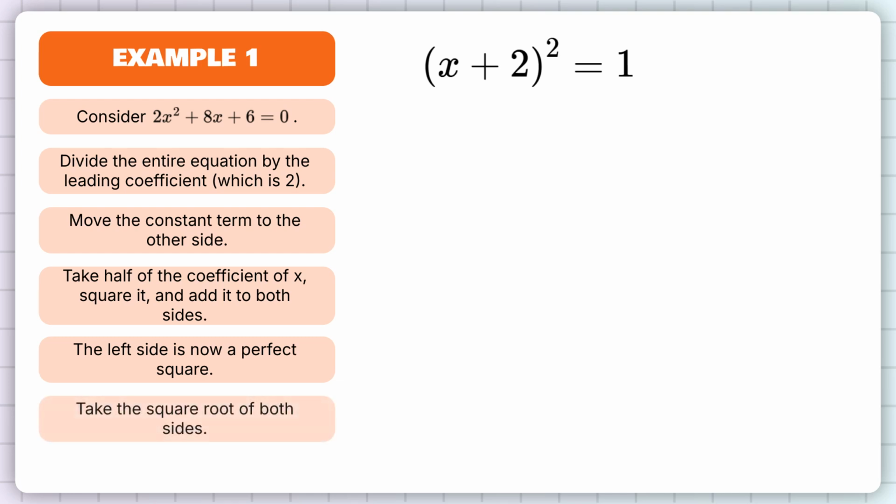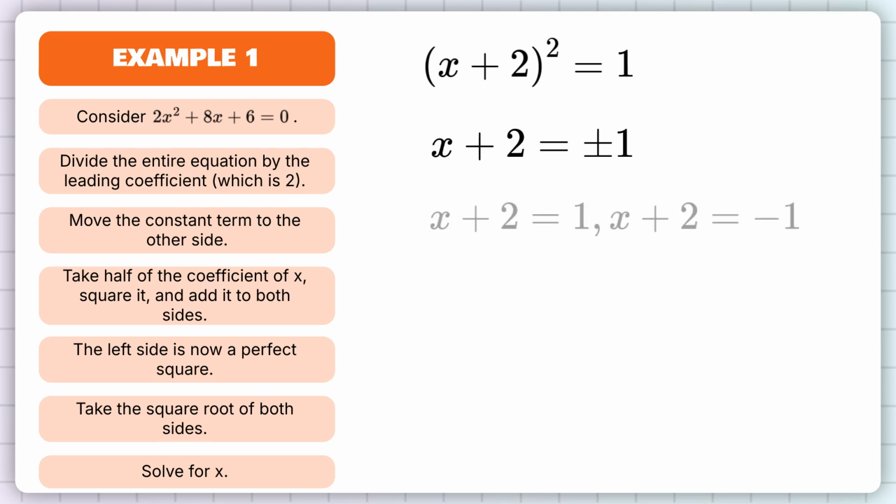Step 5. Now take the square root of both sides. So x plus 2 equals plus or minus 1. Step 6. And finally solve for x. x plus 2 equals 1 or x plus 2 equals minus 1. And therefore x equals minus 1 or x equals minus 3. Here, we have found the roots using the completing the square method. By completing the square, we have again found the roots of the quadratic equation.